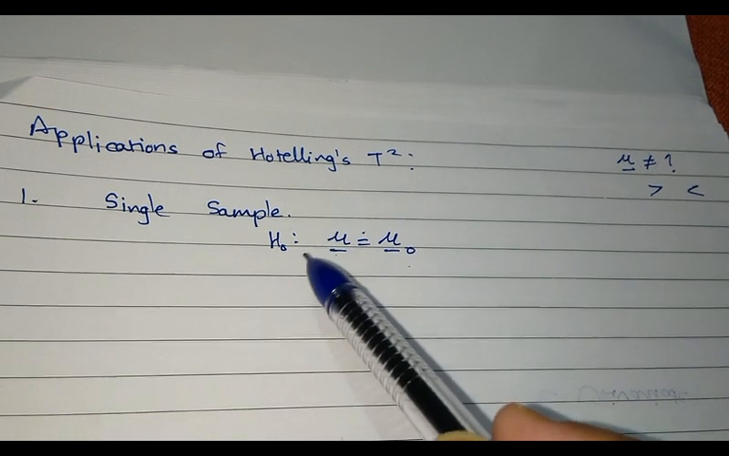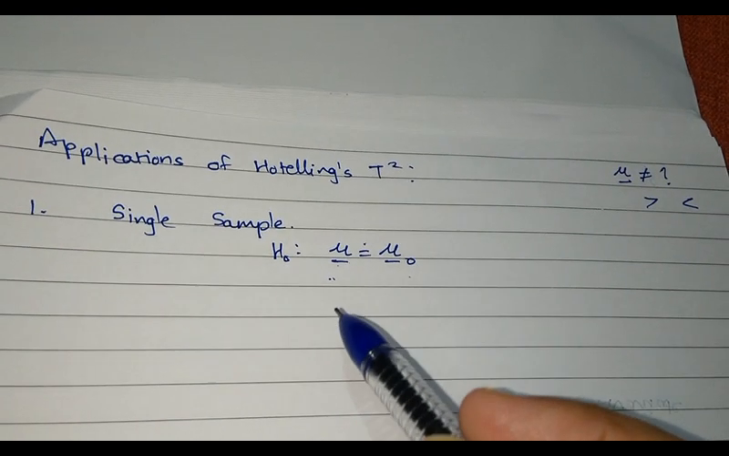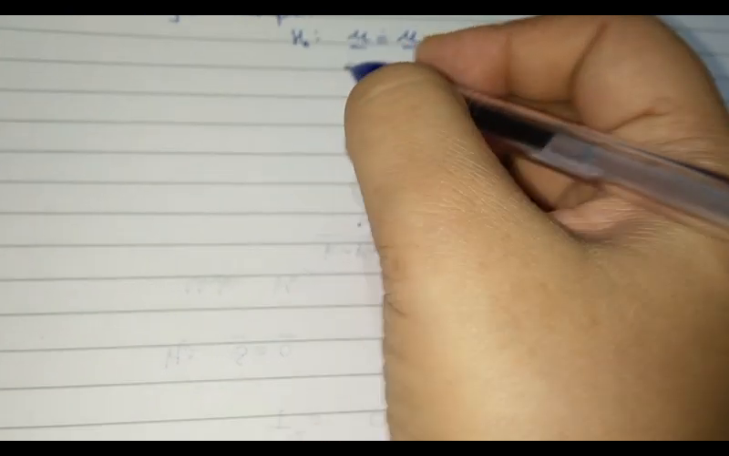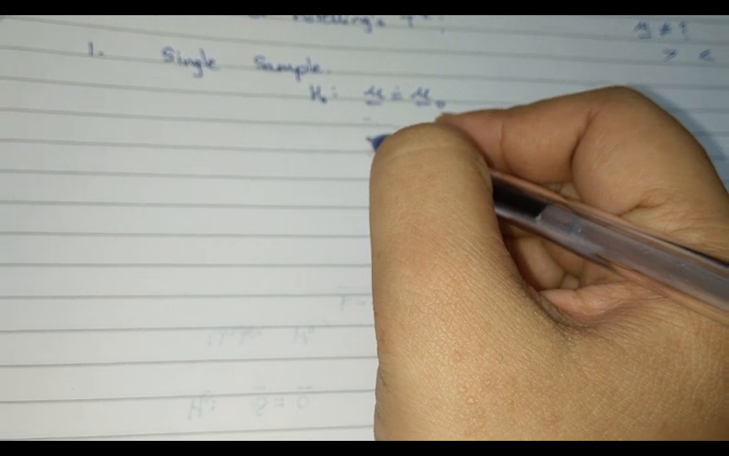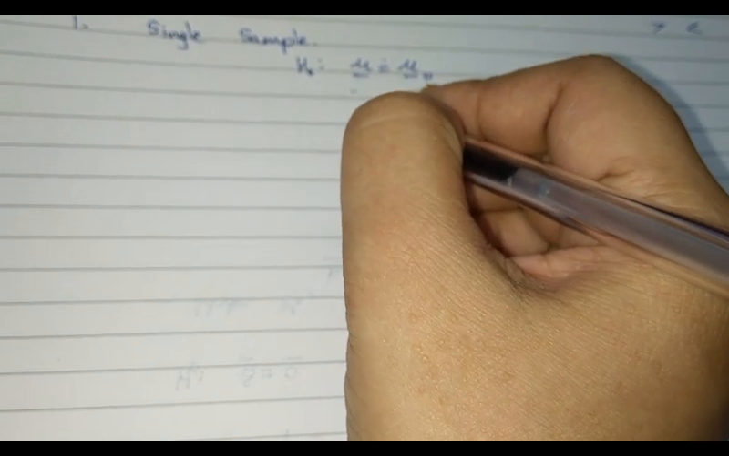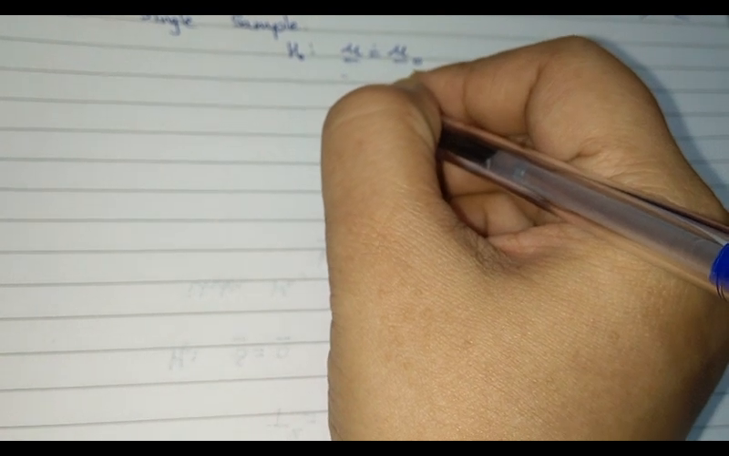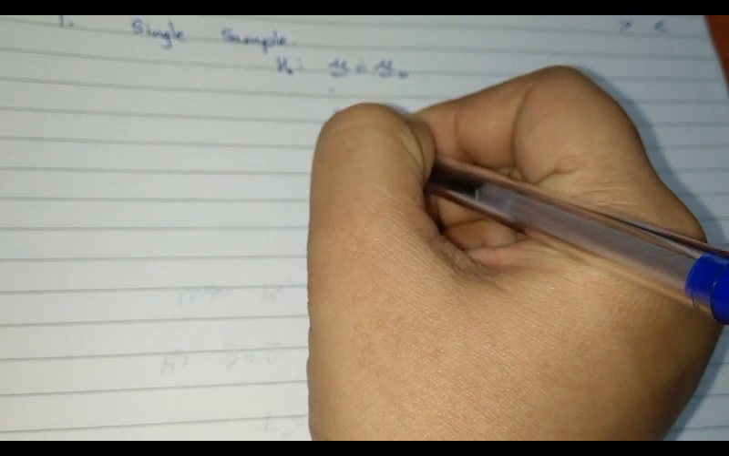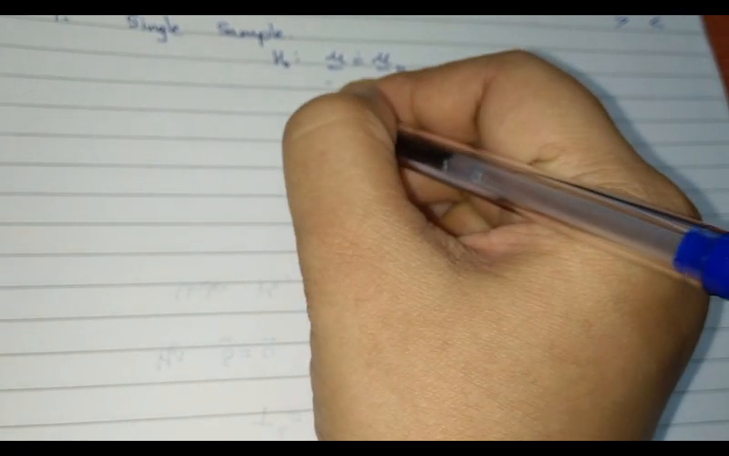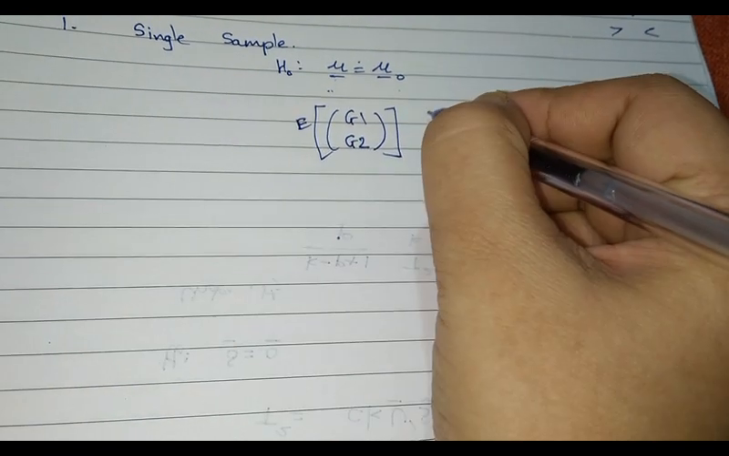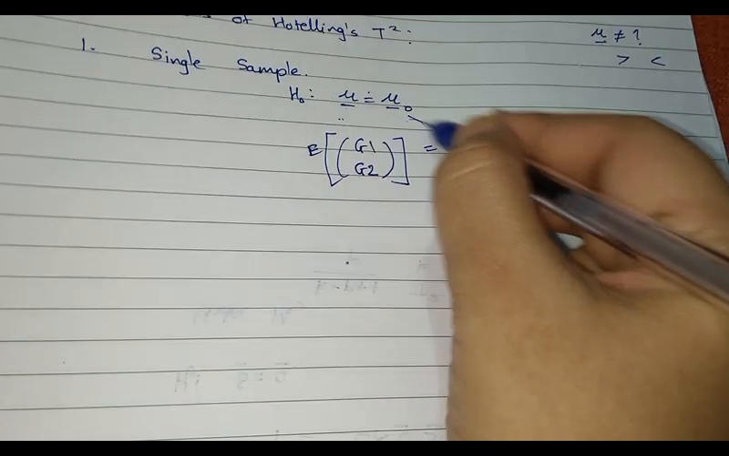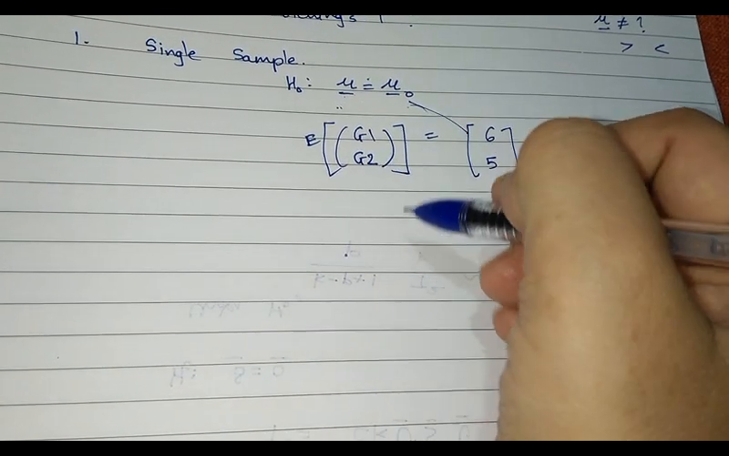So in the single sample case, my null hypothesis is mu equal to mu naught. If I want to test something like this, one possible example is: I have to check whether the average GPA in the first semester is 6 and the average GPA in the second semester is 5. Then I can have G1 as the GPA of the first semester, G2 as the GPA of the second semester, and I would test whether the expectation of (G1, G2) is equal to (6, 5). This becomes my mu naught and the expectation of (G1, G2) becomes my mu. So in such a scenario, how to proceed?